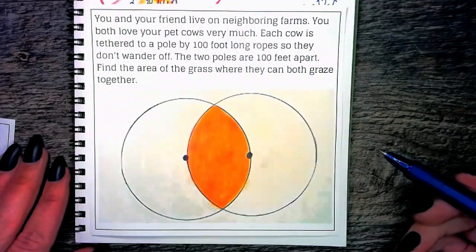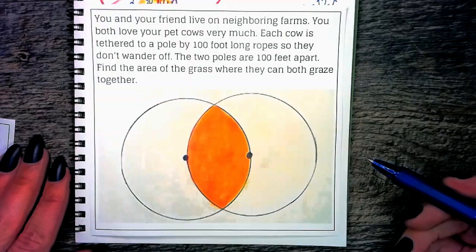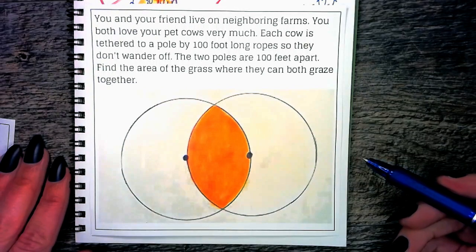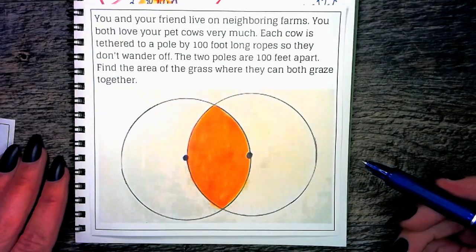You and a friend live on neighboring farms. You both love your pet cows very much. Each cow is tethered to a pole by 100-foot-long ropes, so they don't wander off. The two poles are 100 feet apart. Find the area of grass where they can both graze together.